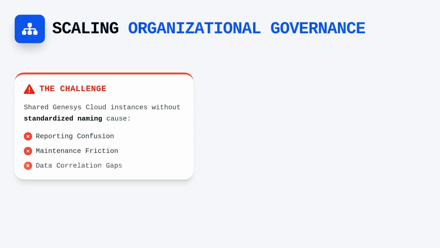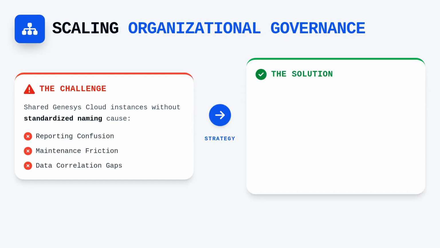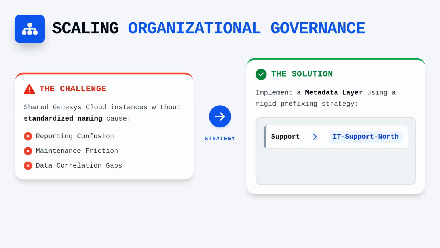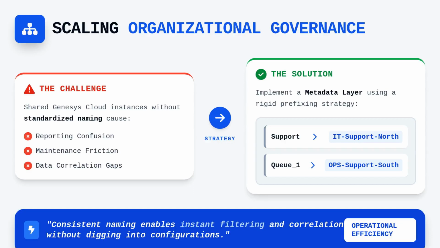You should implement a prefixing strategy that explicitly identifies the division or business unit to which an object belongs. For example, rather than naming a queue simply Support, you might use IT Support North or OPS Support South. This simple practice ensures that when you pull analytics reports, you can instantly filter and correlate data without digging into individual underlying configurations. Because divisions do not automatically categorize your reports, consistent naming acts as an essential metadata layer that simplifies your operational workflow in the long run.